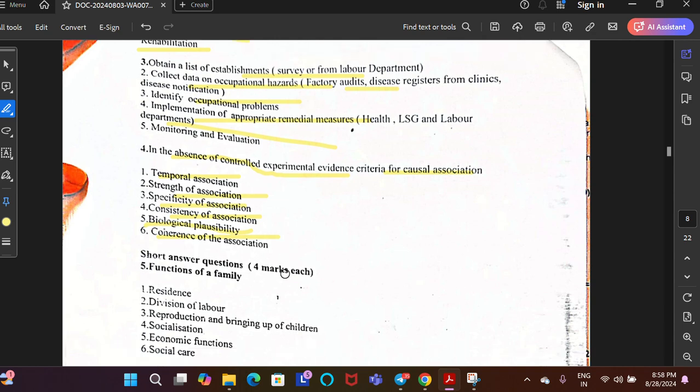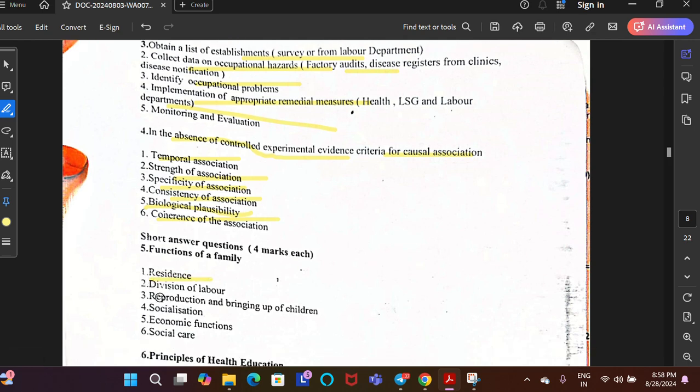Then what are the functions of the family? Residence, division of labor, reproduction and bringing up of children, socialization, economic function, social care.